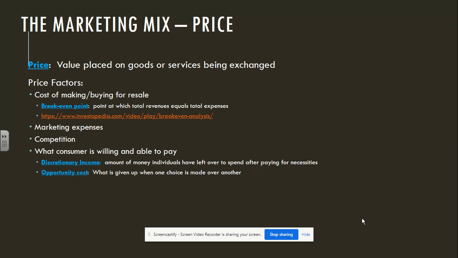And the other thing is what they're giving up when they buy your product or service over something else. So, what's the opportunity cost? What are they giving up? You have to make sure your product is worth everything they might have to give up.